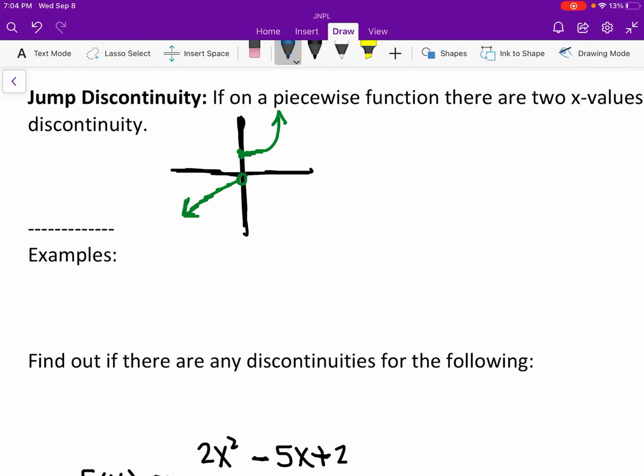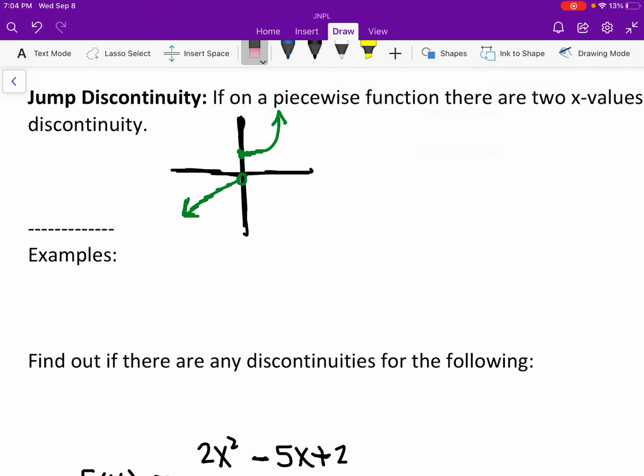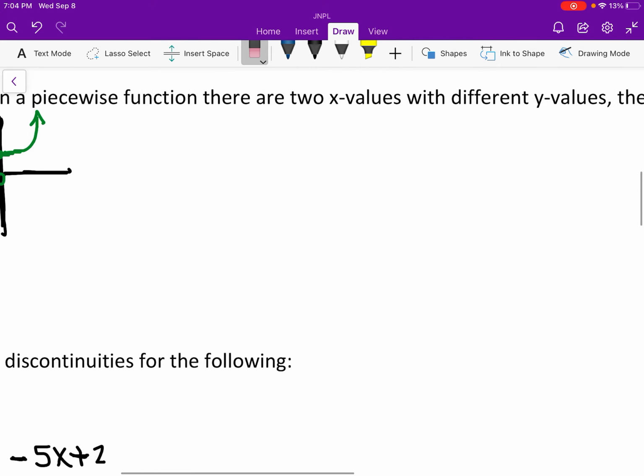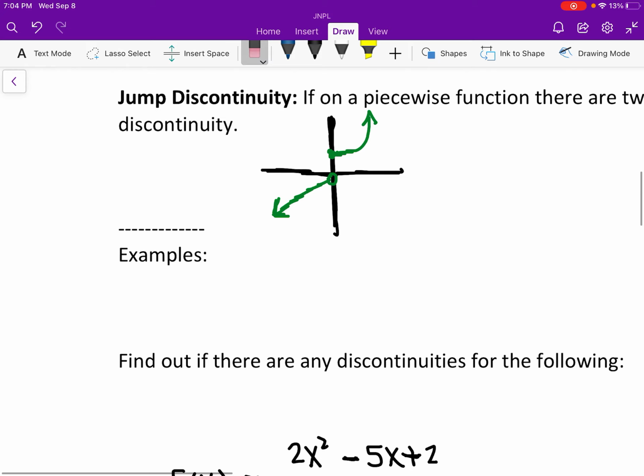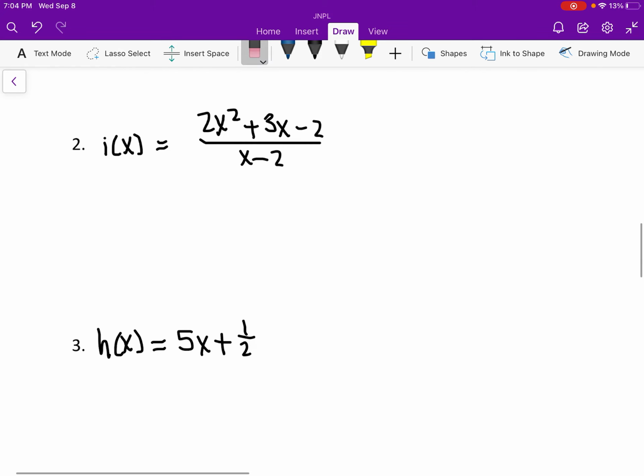Jump discontinuity on a piecewise function. Remember, a piecewise function is where it will be something like f of x, and then it has this part, this part, this part. You learned that in Algebra 2, so we'll have a little bit of review on that. But if there are two x values with different y values, then there is a jump discontinuity, like in this case. So let's look at the examples here.